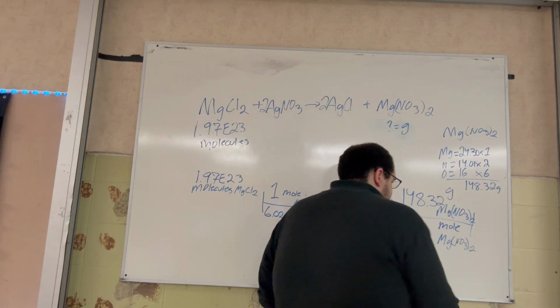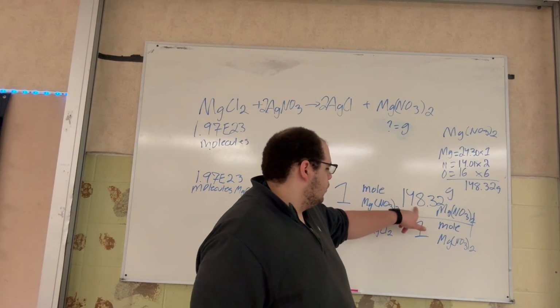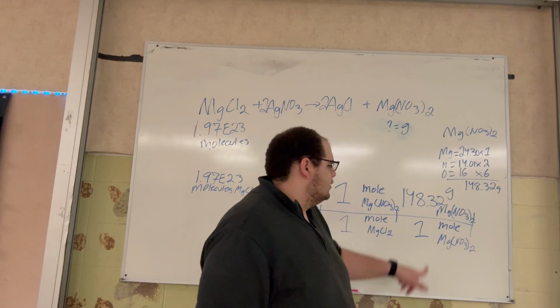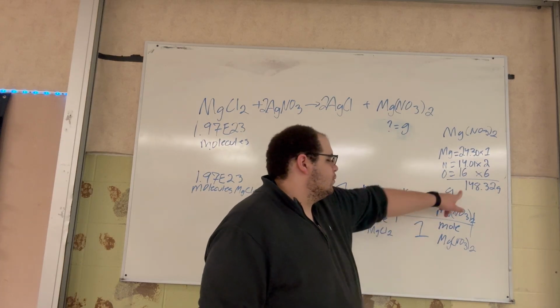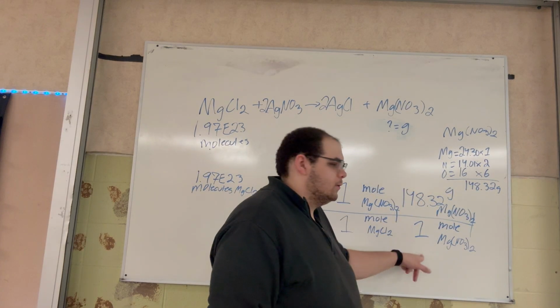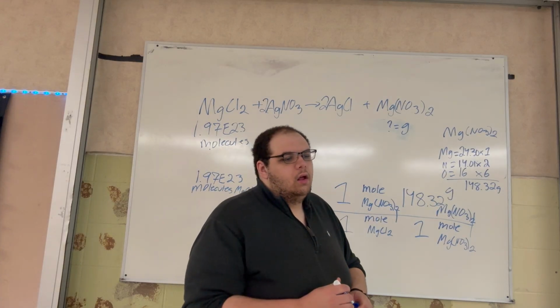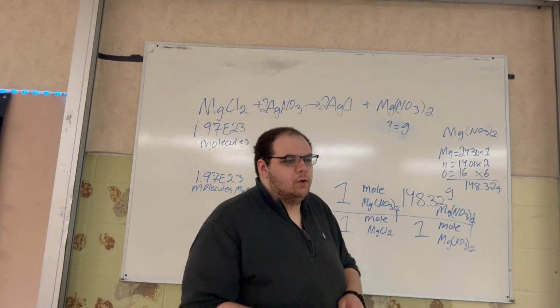So on your roadmap, we have molar mass over moles. So we'll have 148.32, that's what we just found, over 1 mole. Will we get this on the test? Nope. You don't get the roadmap.